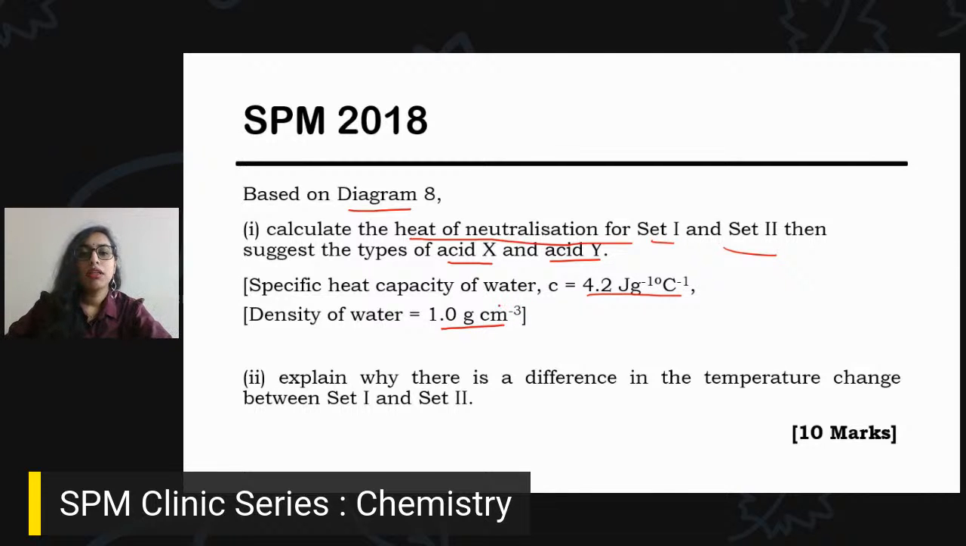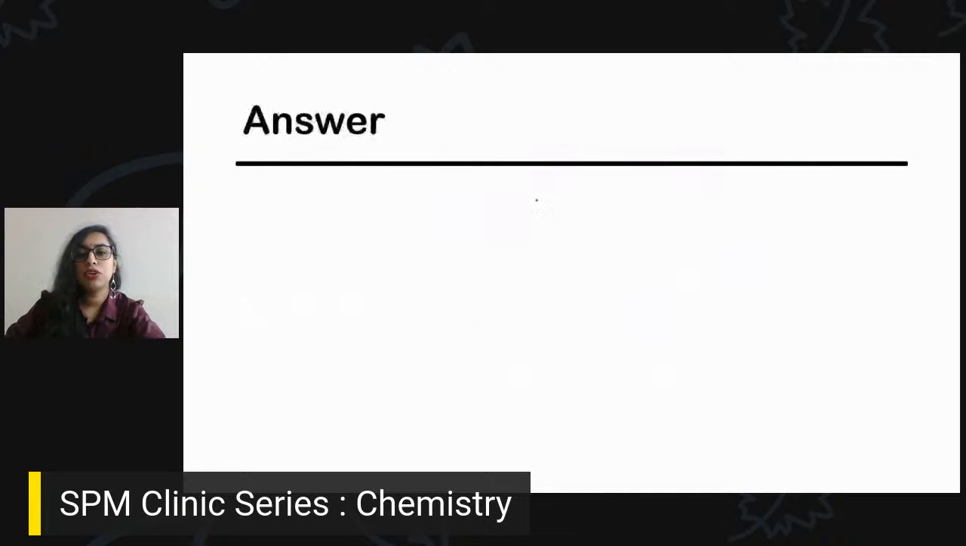Alright, so then let's look into how and what we have to do first. Since they want heat of neutralization, we need to know the number of moles and we need to know the heat released. Then only we can calculate the heat of neutralization. So heat released divided by the number of moles. Heat released or heat absorbed. So we have to calculate this and we have to calculate this. Then only we can calculate heat of neutralization. So let's do for set 1.